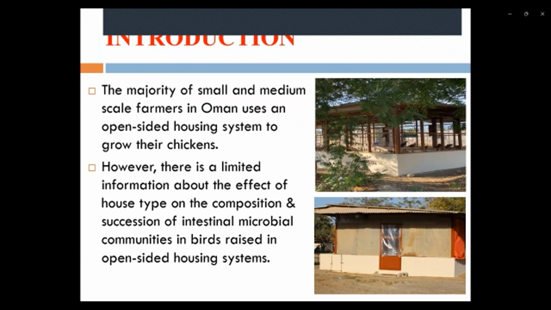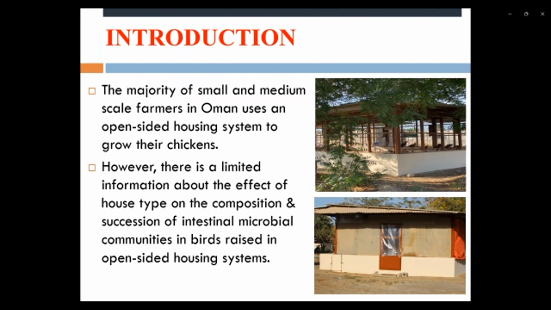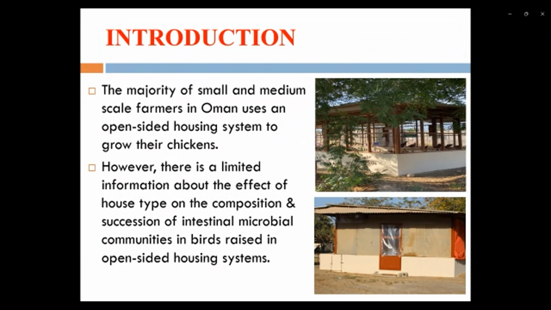Local chicken farming in Oman represents one of the main agricultural activities that provide opportunities for food security and income for many rural families. The majority of small and medium-scale farmers in Oman use an open-sided housing system to grow their chickens.